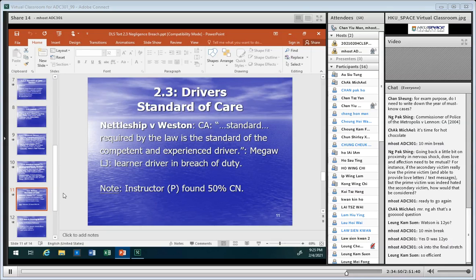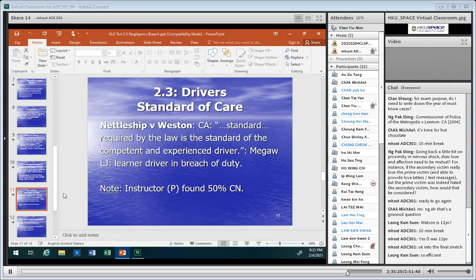And the most important defence is contributory negligence. There are other defences, but the most important defence to negligence is contributory negligence, where the plaintiff is at fault themselves. And the plaintiff in Nettleship and Weston, the instructor, was at fault. He should have done a better job. Should have been a better teacher, but he wasn't. So I like Nettleship and Weston because it's important law for car drivers.